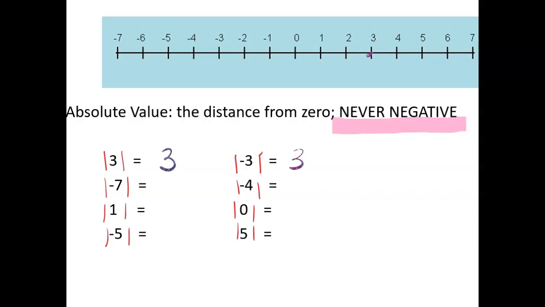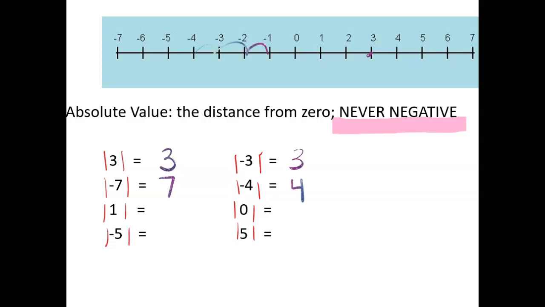So really, you're just taking away that negative sign that's inside the absolute value lines, and then that's the number it is. So negative 7, just take away that negative. It's 7 spaces from 0. Negative 4 is just 4 spaces from 0. So just to show you, here's negative 4.